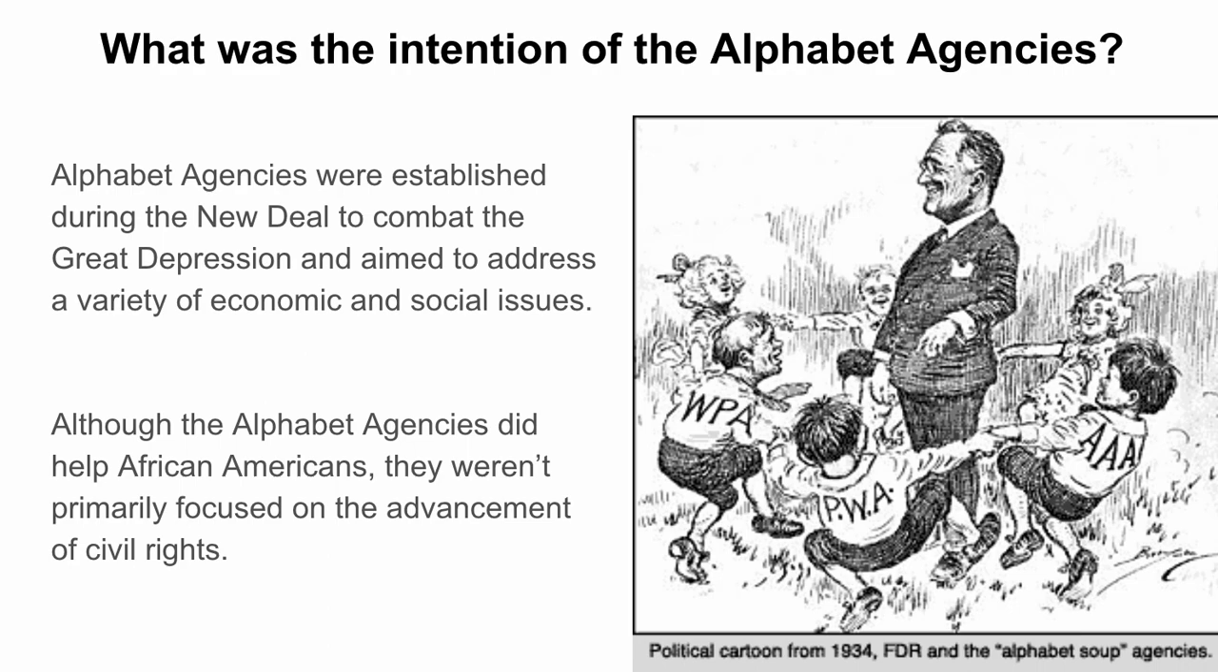And I've said here, although the alphabet agencies did help African Americans, they weren't primarily focused on the advancement of civil rights. I've actually done a separate video that I'll link to in the description, covering topic 3, the New Deal and civil rights more generally. But I think the general point to take away is that the intention of the alphabet agencies wasn't primarily civil rights. They might have helped African Americans because African Americans were disproportionately poor, more likely to be in need of welfare, but the focus wasn't civil rights. So I think that's quite an important point to make.